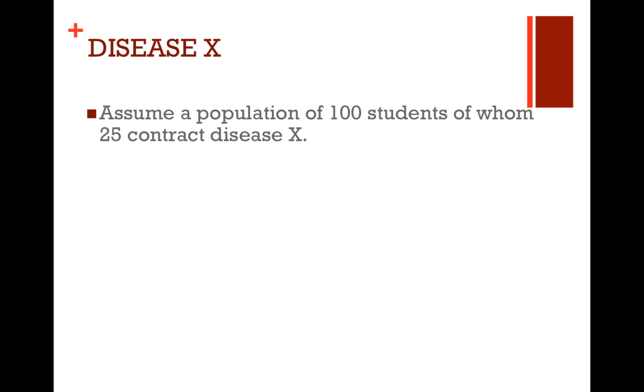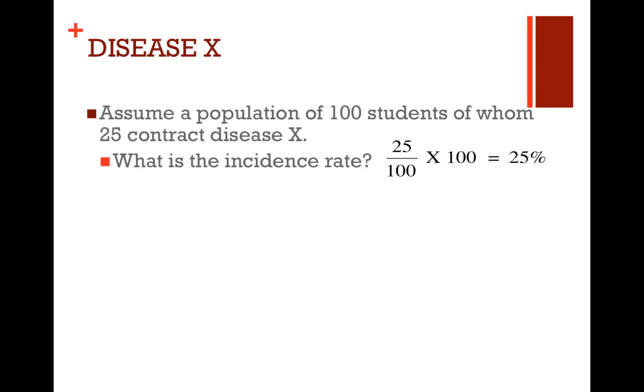And so let's consider we have a new disease, disease X. And we have a population of 100 students, of whom 25 contract this new disease. What would the incidence rate be? Well, it's a new disease. We haven't seen it before. So our population at risk is 100. That'll be our denominator. And the number of new cases would be the numerator, or 25. So in this case, 25 divided by 100, so about 25%. And we tend to multiply by either 100 or 1,000 because we like working with whole numbers. So in this case, the incidence rate was 25%.